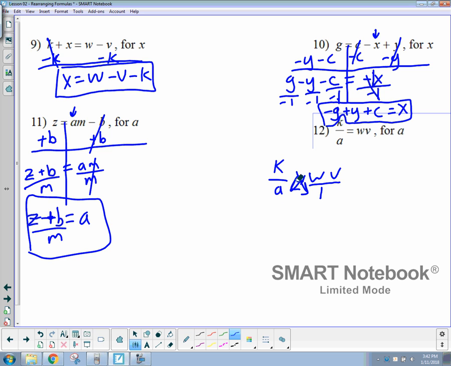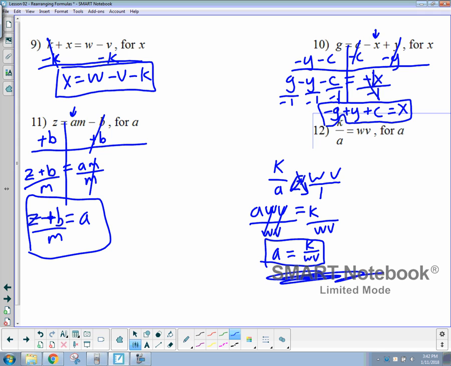So, a times w times v is just going to be a w v, and then K times 1 is just K. I'm trying to get A by itself, so I'm killing two birds with one stone. I'm going to take care of the W and the V, and what you do to one side, you do to the other. Okay? Those do cancel. We have A equals K, W, V. Again, ignore the smart notebook junk.